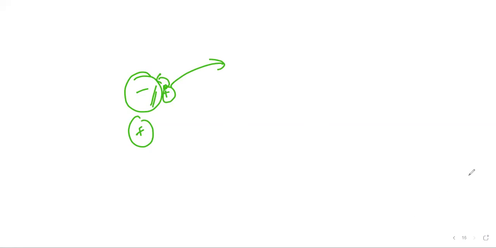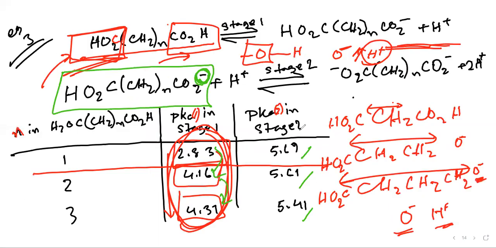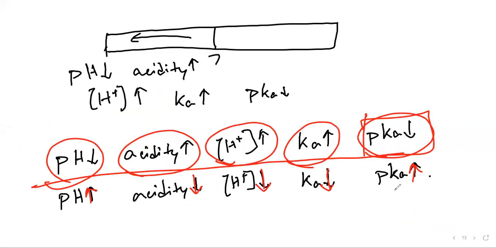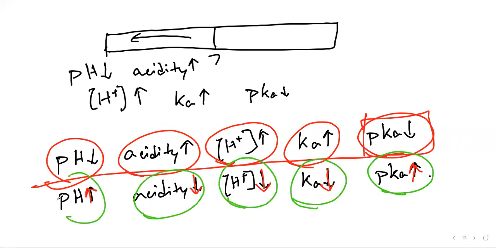That means ethanoic acid is more acidic, or let's think of it in this way. The pKa values are actually higher. Higher the pKa value means what? Higher the pKa value, lower the Ka value, lower is the H plus ion. That means acidity decreases, pH value increases. So acidity is lower, H plus is lower.